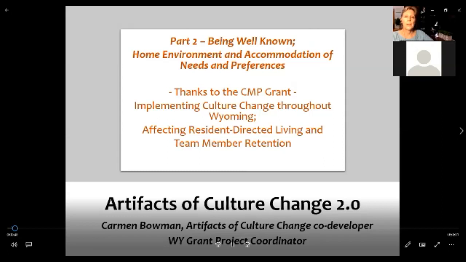This is part two. Let me kind of apologize, everyone. The Artifacts Tool 2.0 that is hot off the press is much longer than the first one. The first one represented 69 culture change practices, and get ready, the tool 2.0 represents 134, almost double, right? So it's hard to cover it all.